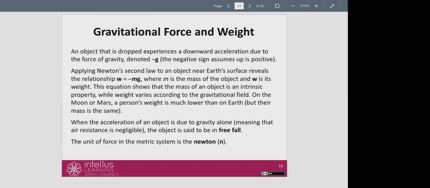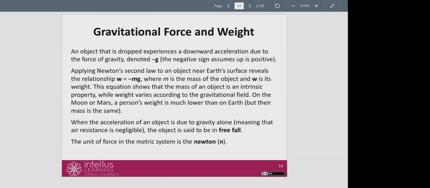Same thing on Mars, your weight will be less. On Mars, the gravitational acceleration is roughly about 3.75 meters per second squared. So a little bit less than 1/3 of what it is here on Earth. Okay.